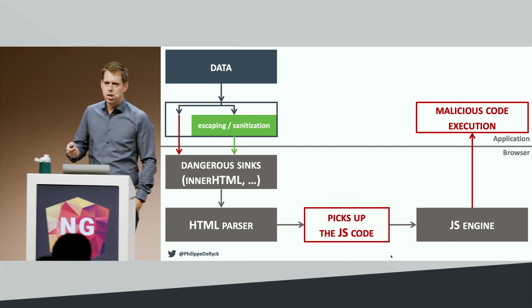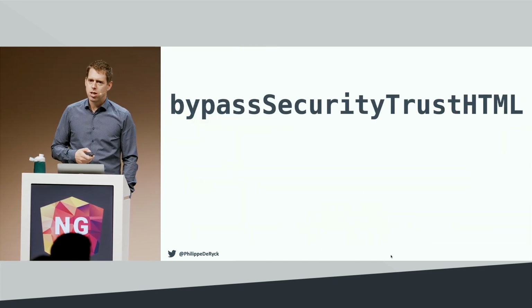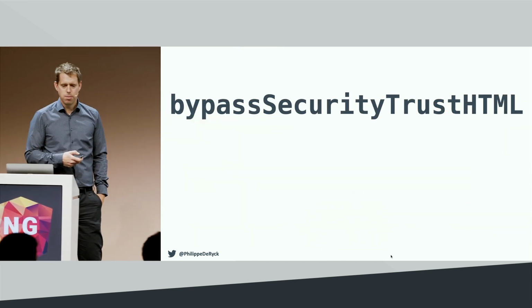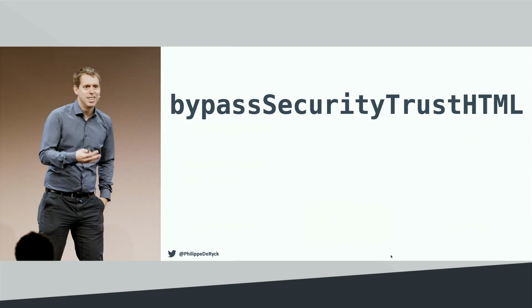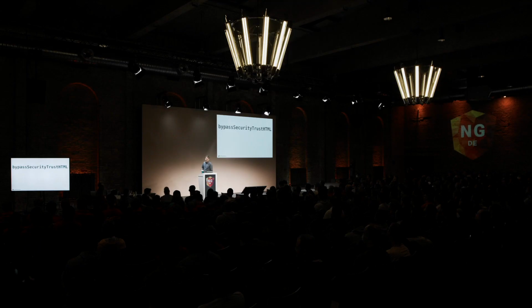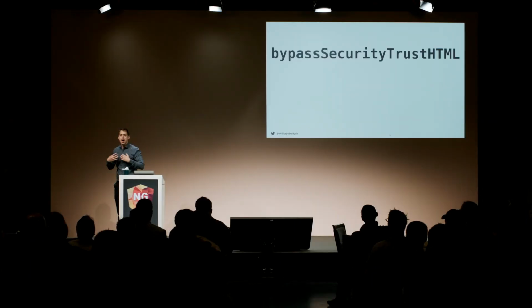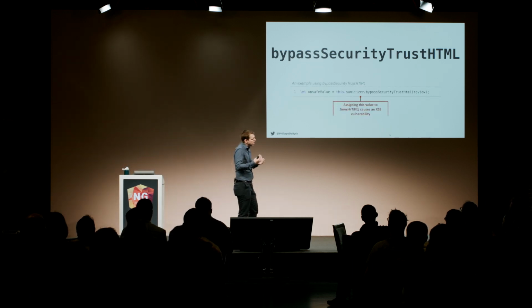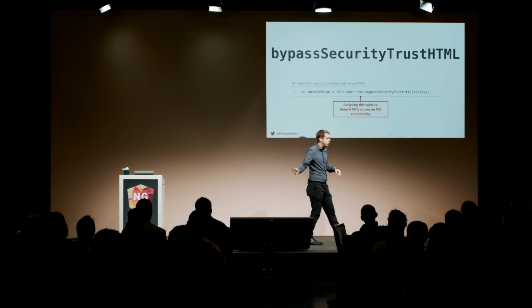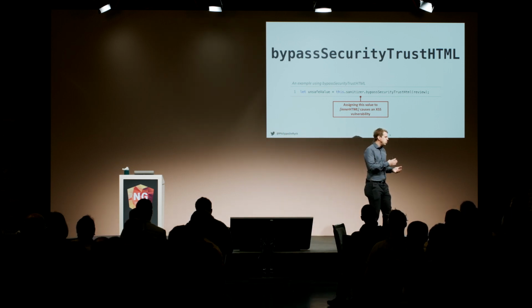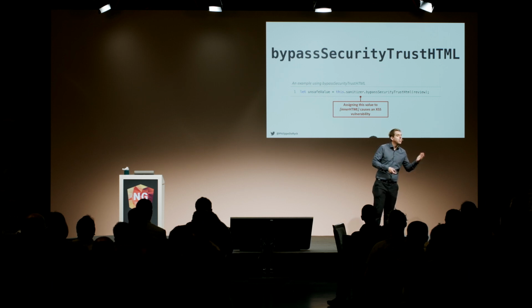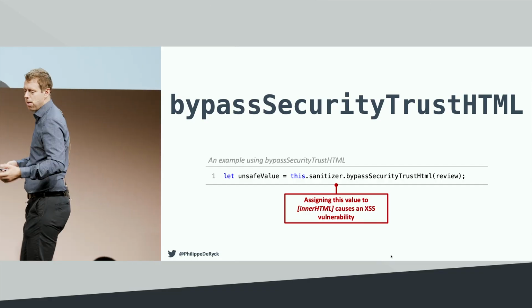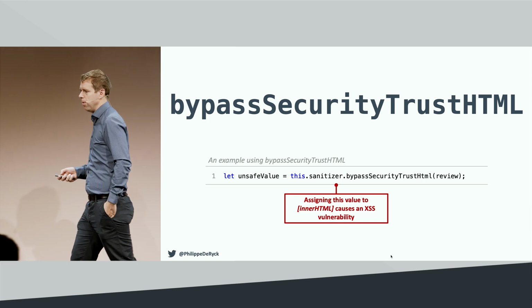Well, there's a function called bypassSecurityTrustHtml. Guess what that one does? This function tells Angular, you know what? You don't have to secure this. I'm vouching for the security. Well, that's the idea. Developers are using this to bypass Angular security without fully understanding what it does. And if you assign this to innerHTML, the Angular version, you have a cross-site scripting vulnerability, or likely have one. That's a bad pattern, which happens very frequently, by the way.